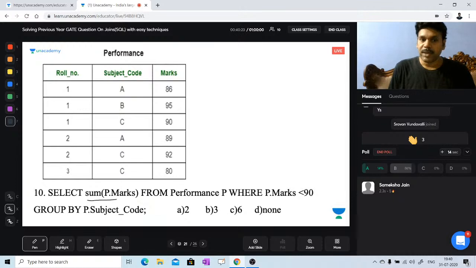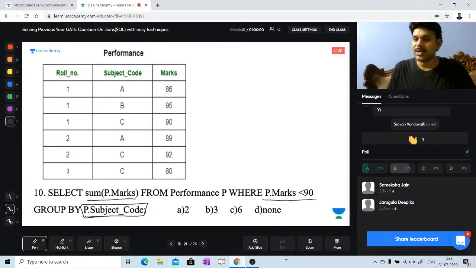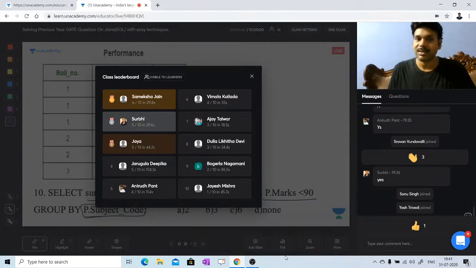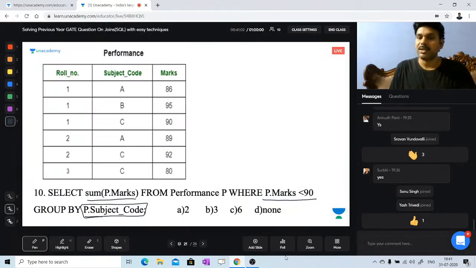I want a sum of P.marks where P.marks is less than 90. And I said group by subject.P code. This is very important: group by subject.P code. Okay, so are you ready to see the result? Look, this is your result. Any doubt, friends, in this? Can I explain?